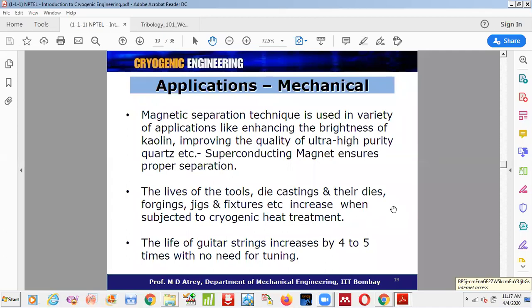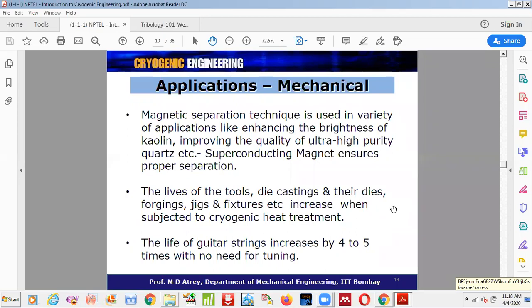That is what, say for example, the tools. If you take an HSS tool, which we naturally use for lathe applications like threading or milling, threading or tracing or taper turning or whatever it may be, the HSS tool is very popular for its higher hardness and higher strength. If the same HSS tool is subjected to cryogenic treatment, it can give 200 times more life than the normal HSS tool.